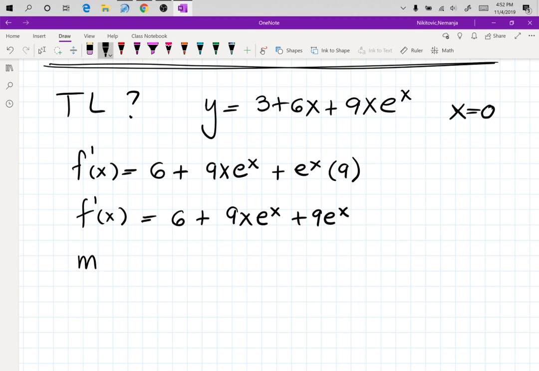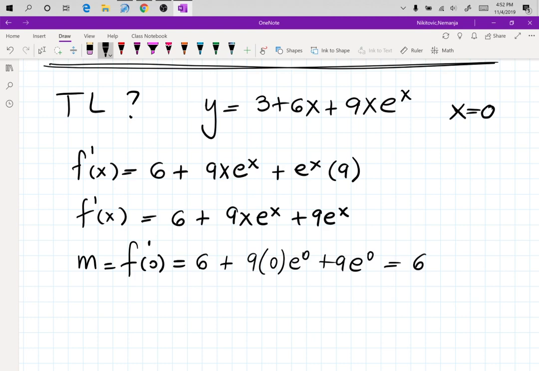To find the slope, we will plug the value into the derivative. They want us to calculate this at a equals 0, which is x equals a. So it's 0, the value you plug in. We have 6 plus 9 times 0 times e to the 0 plus 9 e to the 0. All of this is just 6 plus 9 equals 15. The middle term is 0 because 9 times 0 is 0. e to the 0 is 1. So the slope is 15.